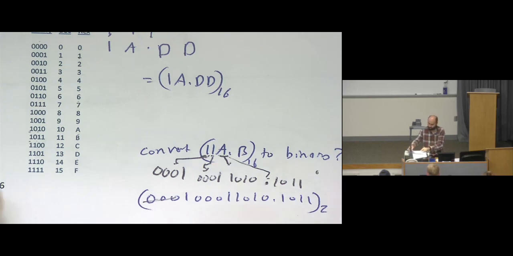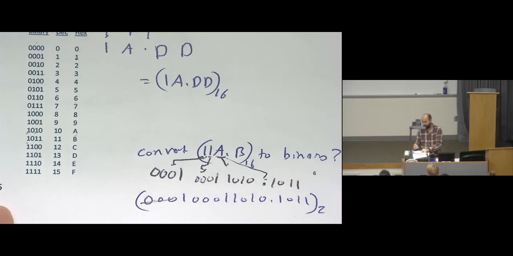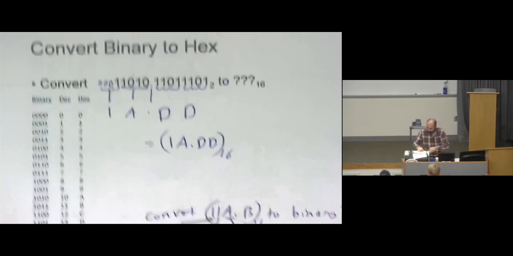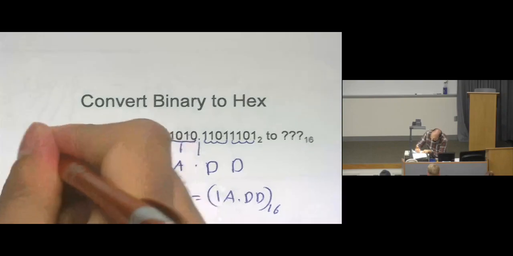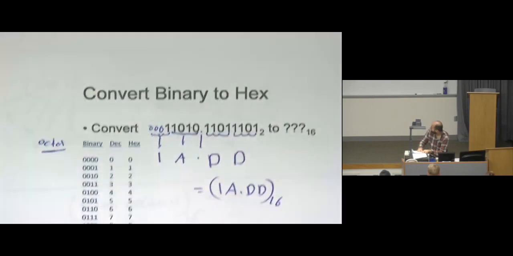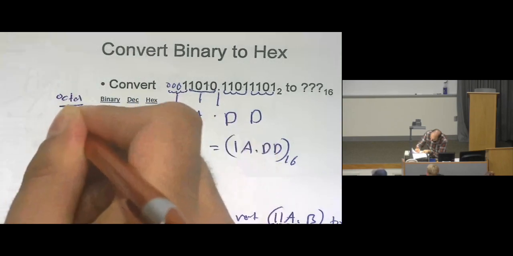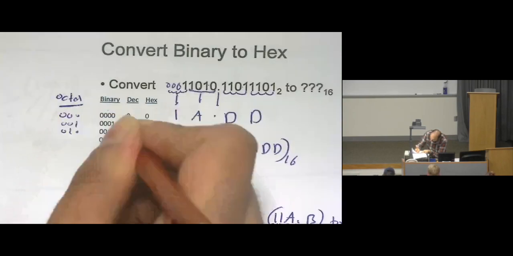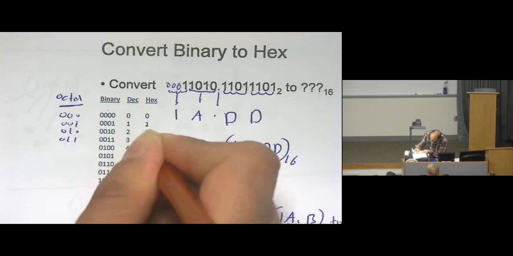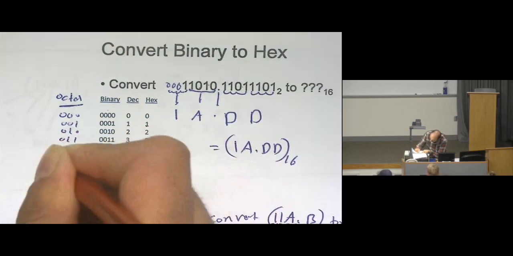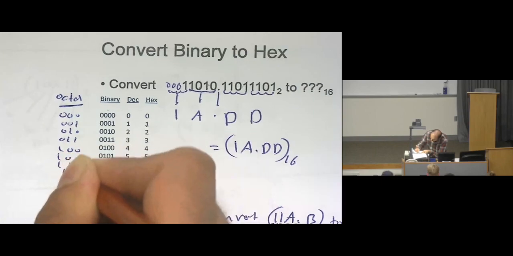So now we know how to make the conversion from binary to hexa and vice versa. How about octal? In octal, I can add this to the table. You need to group each three digits. So 0 is 000, 1 is 001, 2 is 010, 3 is 011, 4 is 100, 5 is 101, 6 is 110, 7 is 111.